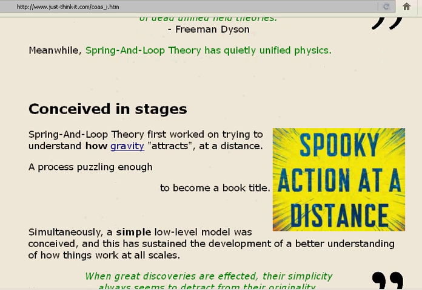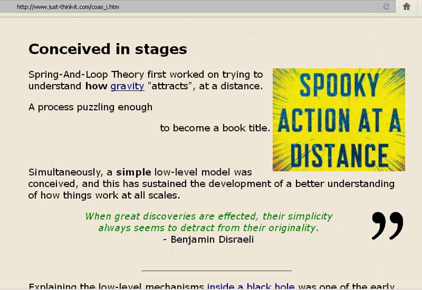Conceived in stages. Spring and Loop Theory first worked on trying to understand how gravity attracts at a distance, a process puzzling enough to become a book title, Spooky Action at a Distance. Simultaneously, a simple, low-level model was conceived, and this has sustained the development of a better understanding of how things work at all scales. When great discoveries are effected, their simplicity always seems to detract from their originality.